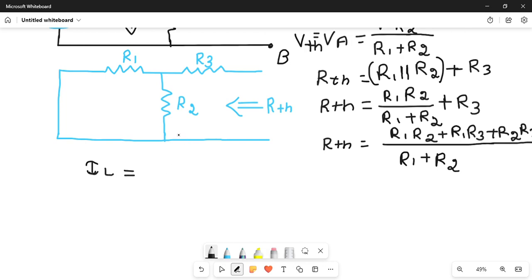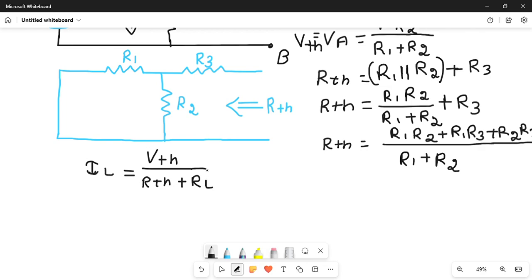IL is equal to VTH divided by RTH plus RL. So that is the resistance VTH whole divided by RTH plus the load resistance RL, right?